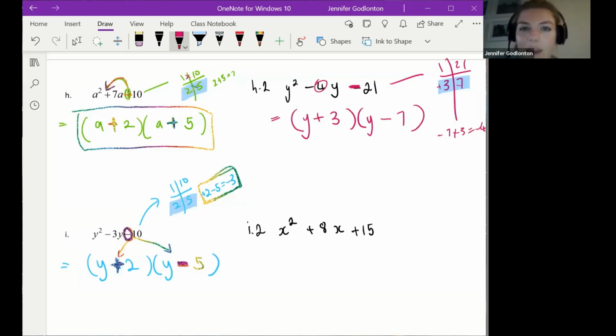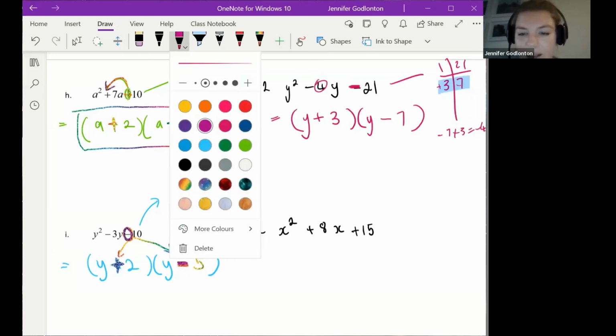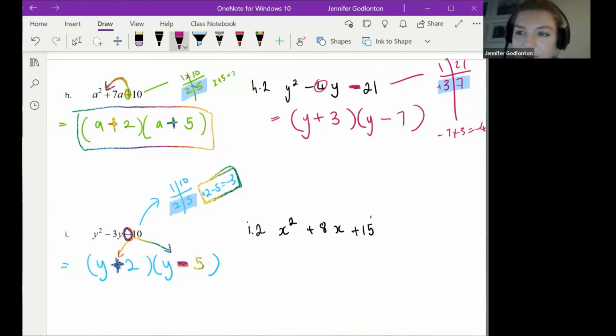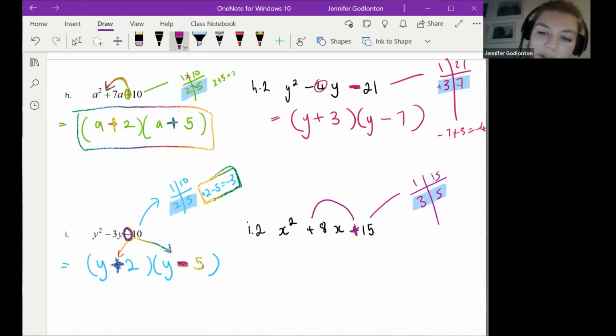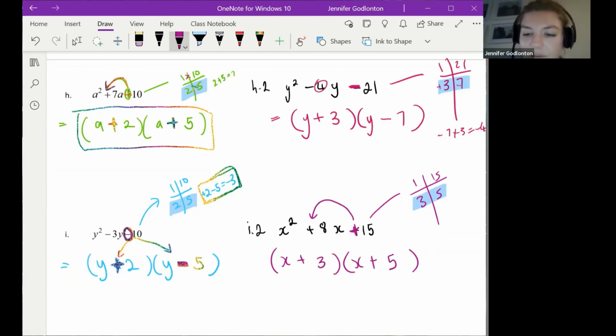Okay. And my last one is I've got 15, and so my factor pairs for 15 are 1 and 15 and 3 and 5. And so if I'm trying to get 8, I want to use 3 and 5. This is a plus sign, which means both signs are the same as that one. So I'm going to have x plus, and then I know my factor pairs are 3 and 5.